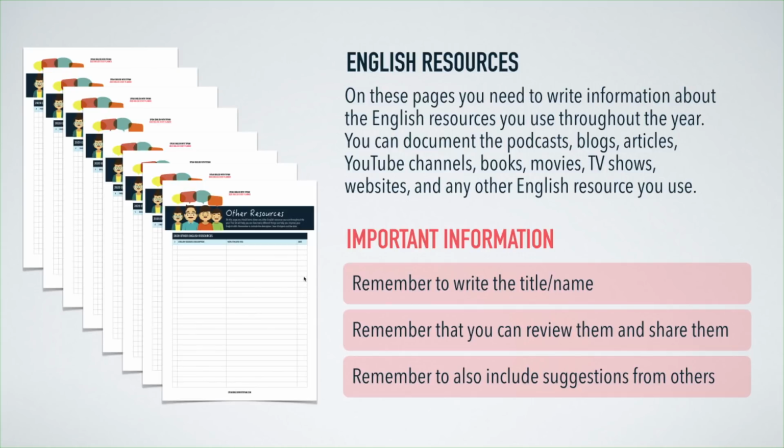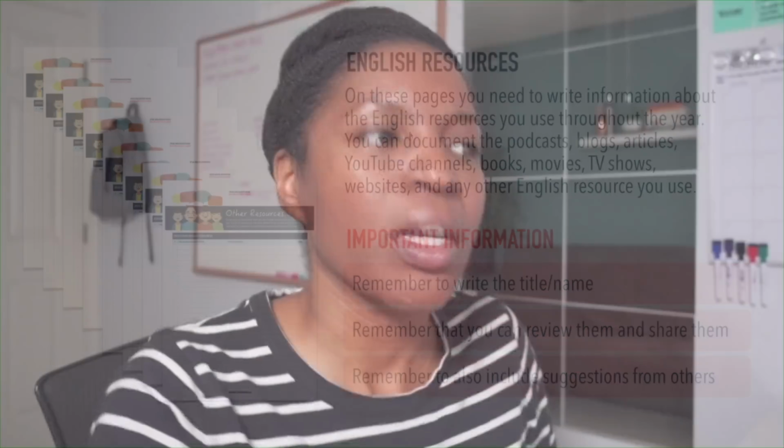podcasts, blogs. Now, important information. Remember to write the title or the name. Remember that you can review them and share them. And remember to also include suggestions from others. Why is this important? For example, right now you're watching my video. I'm teacher Tiffani. You enjoy my classes. I enjoy being your teacher. But there are also many other amazing English teachers online.